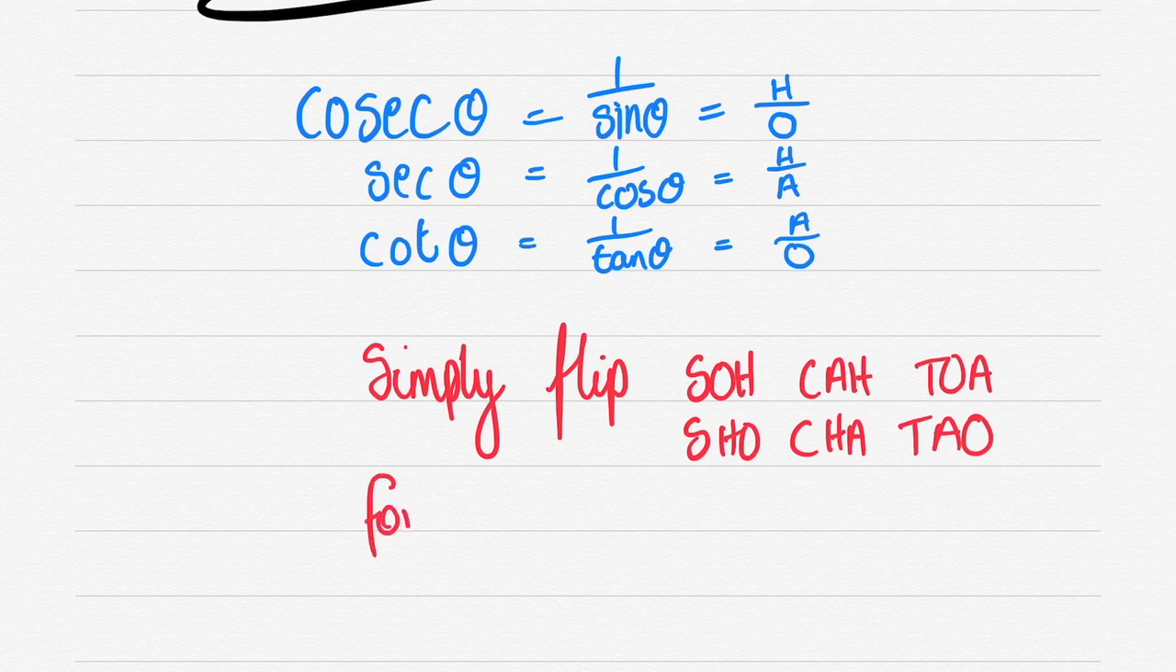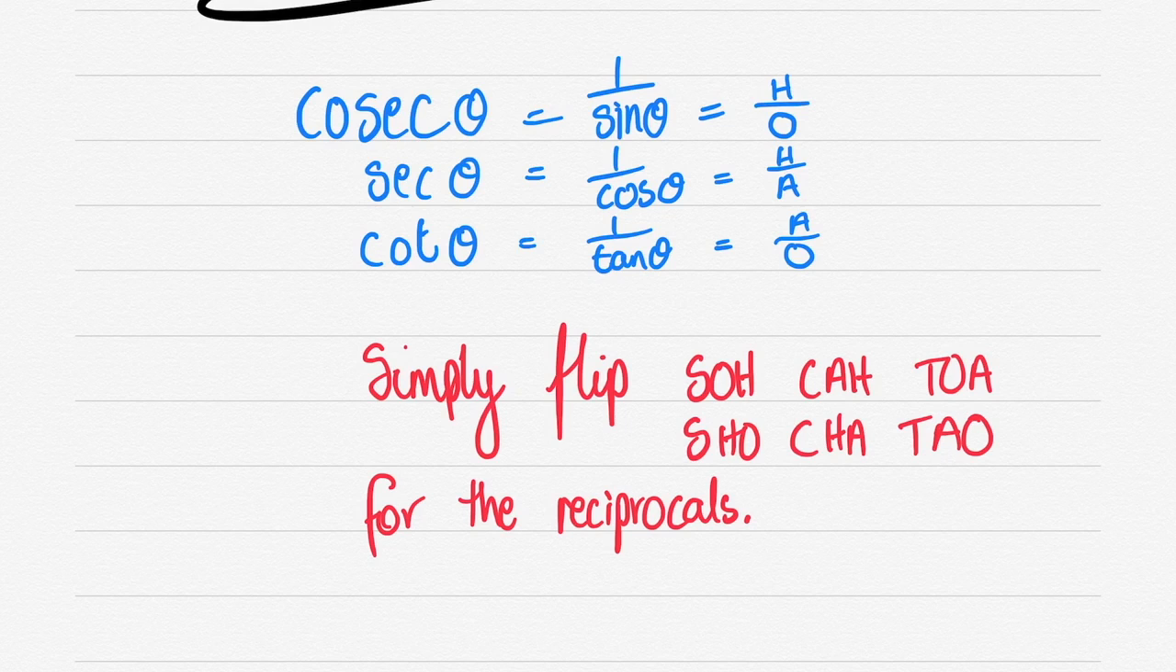Shor, cha, tau. That can work really. So you got a bit of an African vibe, a bit of a Chinese vibe, and a bit of Taiwanese maybe. I don't know. But yeah, just remember that. That gives you your cosec, sec, and cot. And once again, reciprocal is 1 over whatever you're dealing with.